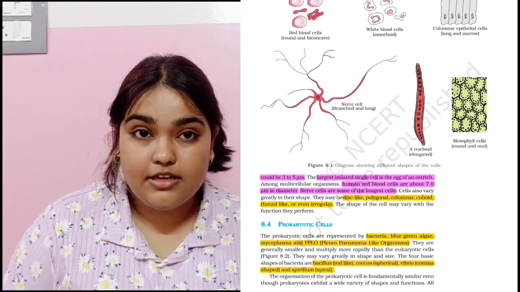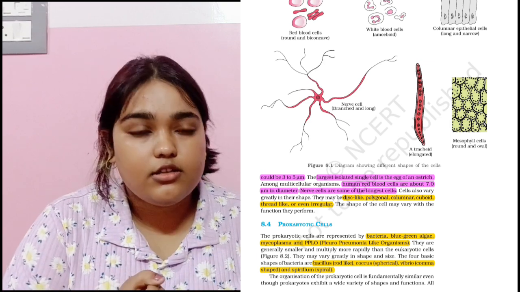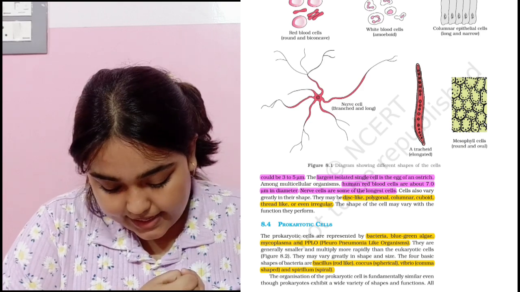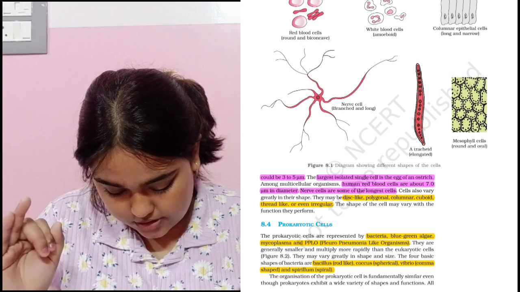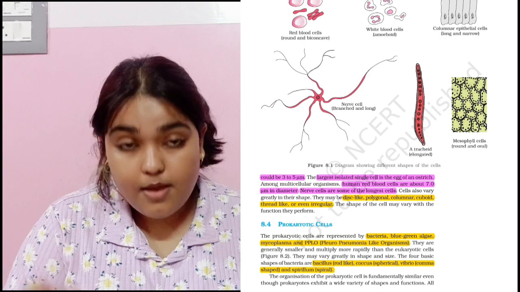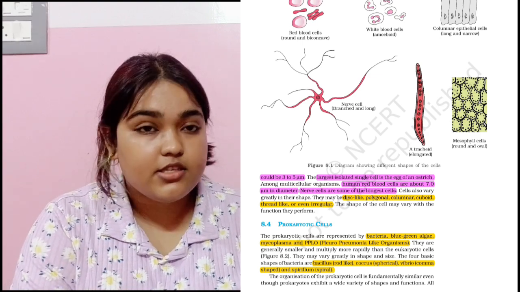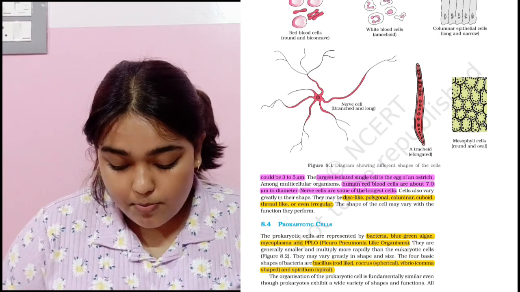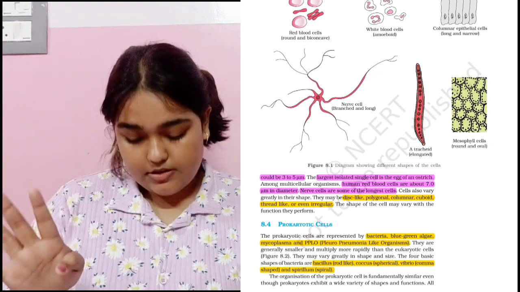Now we come to the prokaryotic cell. So remember the points I've just told you. They do not have a nucleus. They have naked DNA. These two points you just need to remember. Examples of prokaryotes are bacteria, BGA, that is blue-green algae, mycoplasma, which I just told you is of size 0.3 micrometer, and PPLO, pleuropneumonia-like organisms. These are the four examples of prokaryotes mentioned over here.